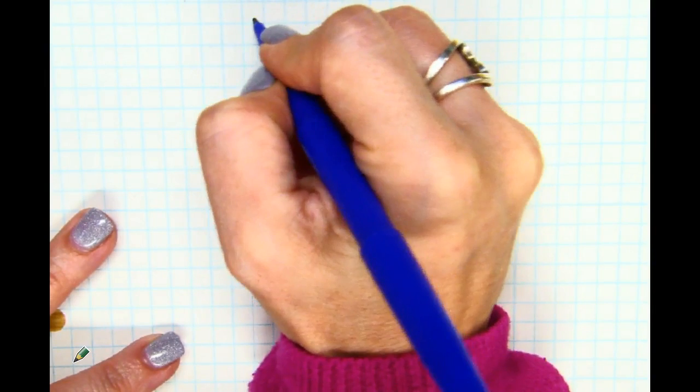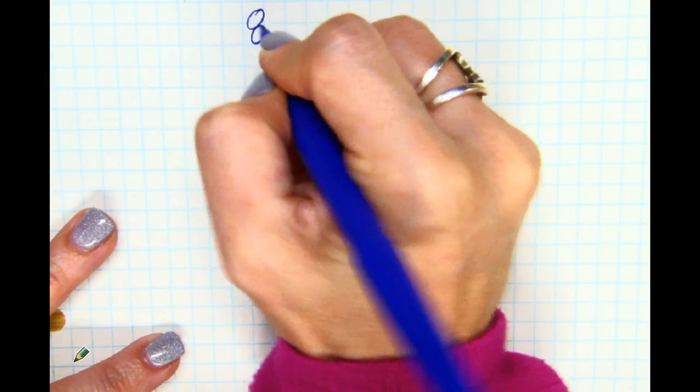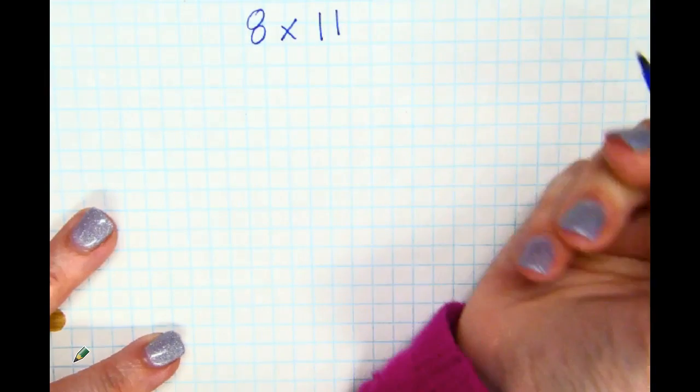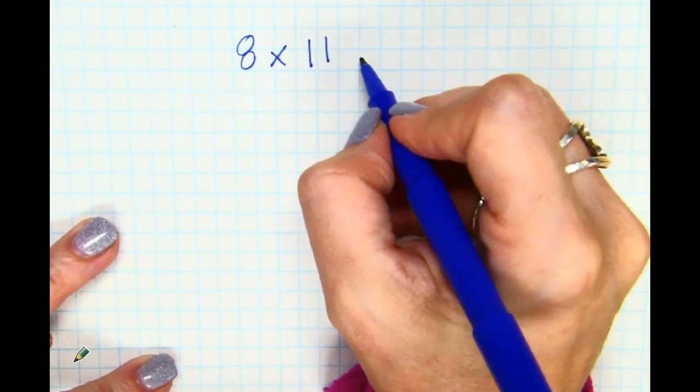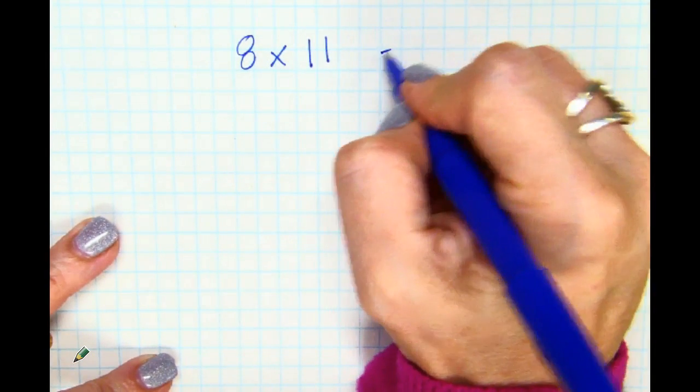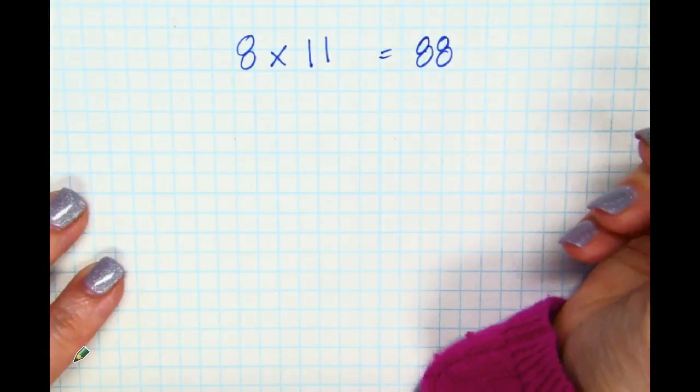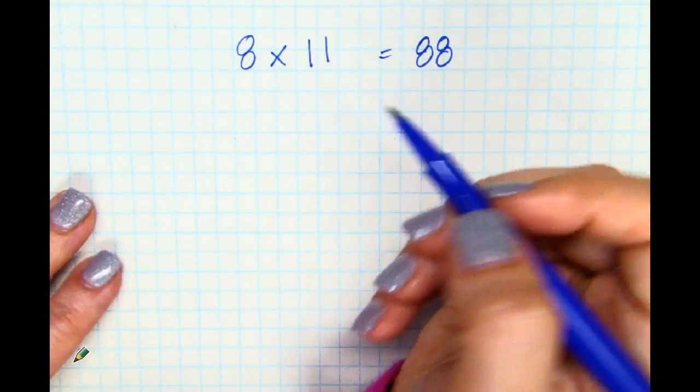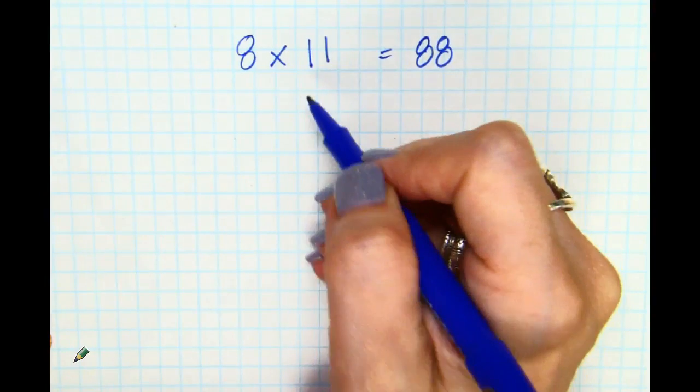And let's do a problem like, let's go bigger. Let's do 8 times 11. Well, most of us know that 8 times 11 equals what? You're right, it's 88. And I'm going to show you a picture of 8 times 11. But first, let's think of something.